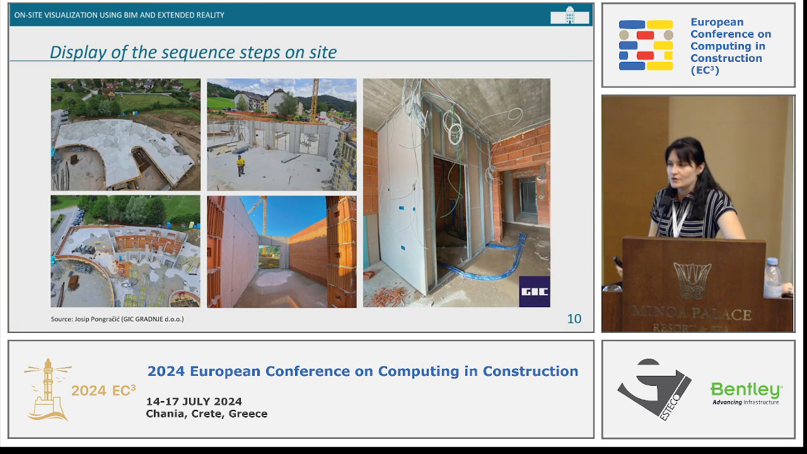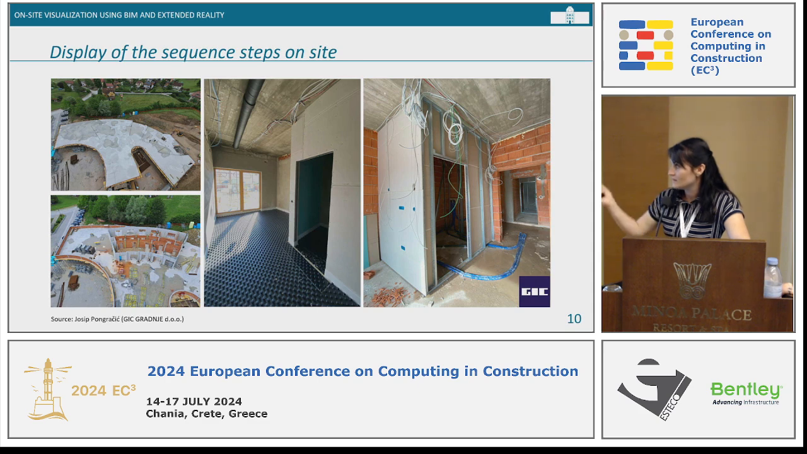These are some pictures of the actual construction site of our steps. The first picture on the left was the first step, when no vertical construction was built. Then we can see the reinforced concrete walls, then the brick walls, and the drywall. This is the sixth step.